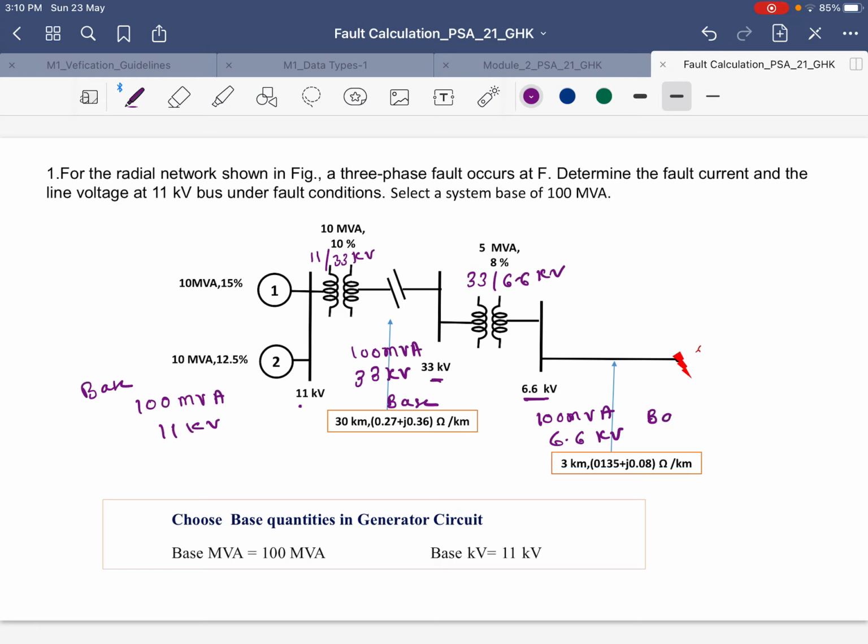Once we know the base quantities, you have to calculate the reactances, that is, the reactances of the generators, transformers, and the transmission line. This is a transmission line. This is a transmission line. This is a cable or a feeder. You have to find out the per unit reactances of all components in the power system.